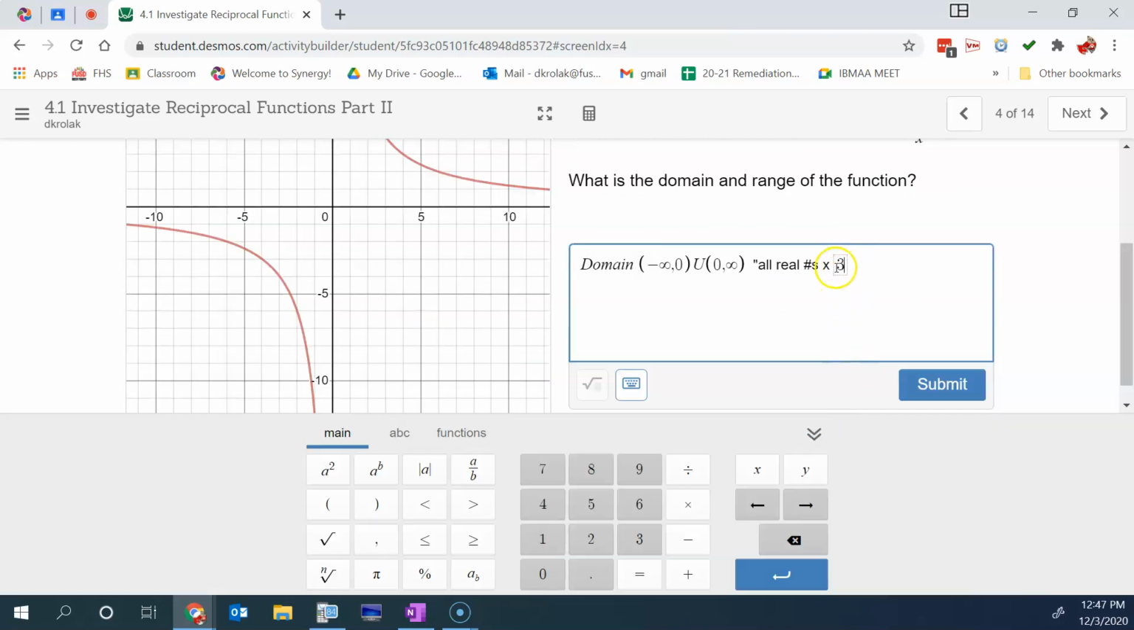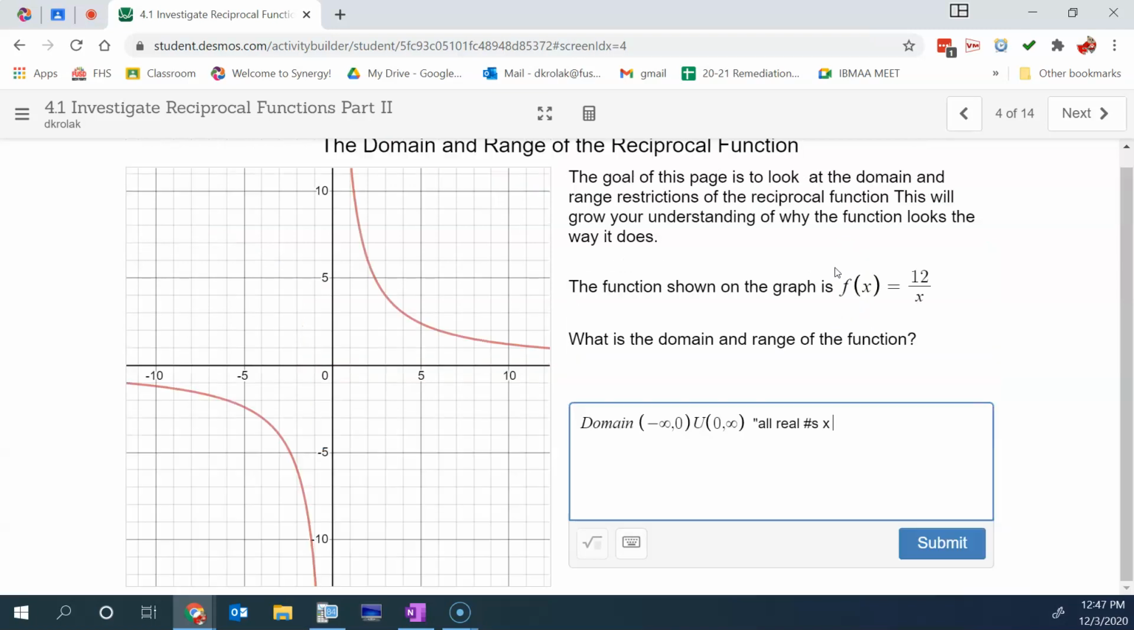So I could say all real numbers except 0. I could write it like that. That's the same thing. That's how you really think about it. Okay. And then there's another notation that I'll show you on your notes after we do the range. Okay, now let's do the y value.